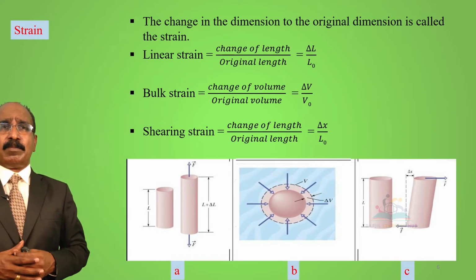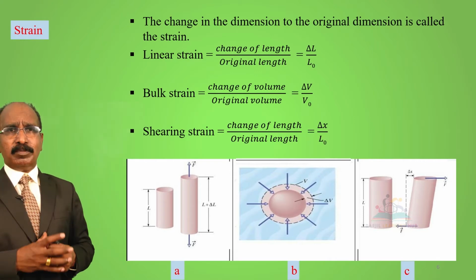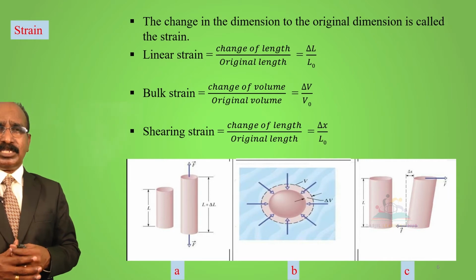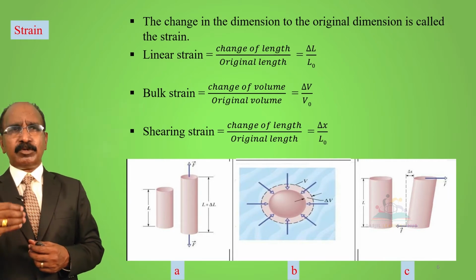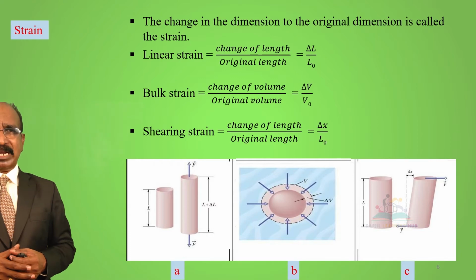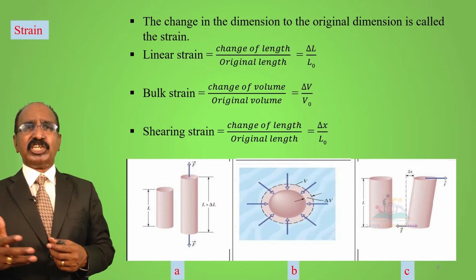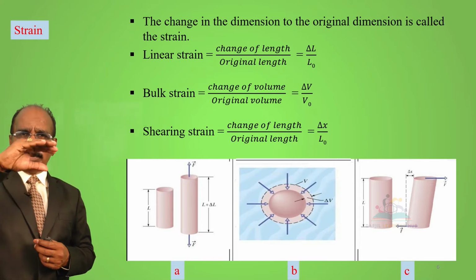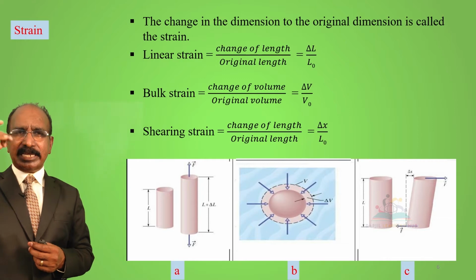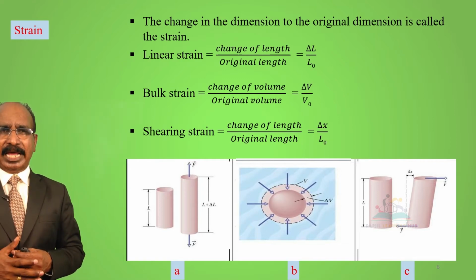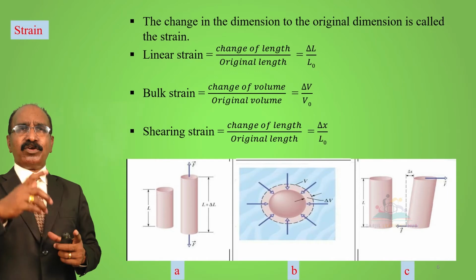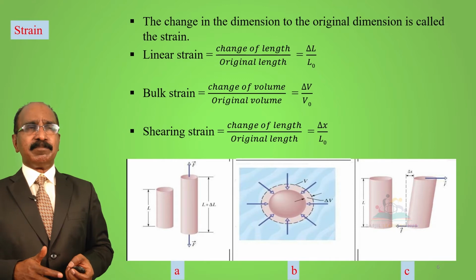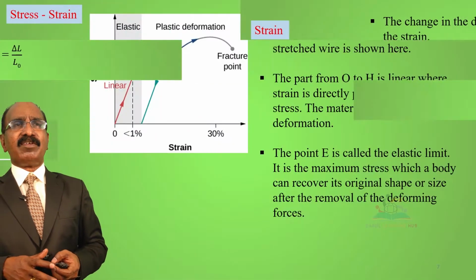In the second case of the balloon, there will be a change of volume. Let delta V be the change in the volume. The original volume is V0. The ratio between the change of volume to the original volume, we call the bulk strain. And in the case of the shearing strain, there will be a lateral displacement. There will be a change in the length, delta x, on the topmost side, and the original length is L0. Therefore, delta x divided by L0, we call the shearing strain. Therefore, three types of strains are available here.